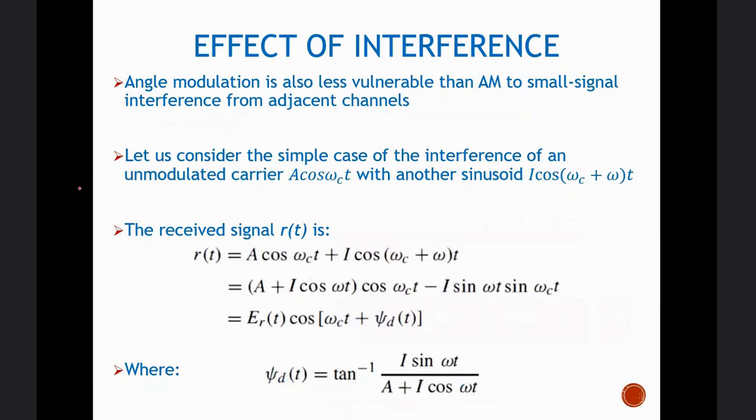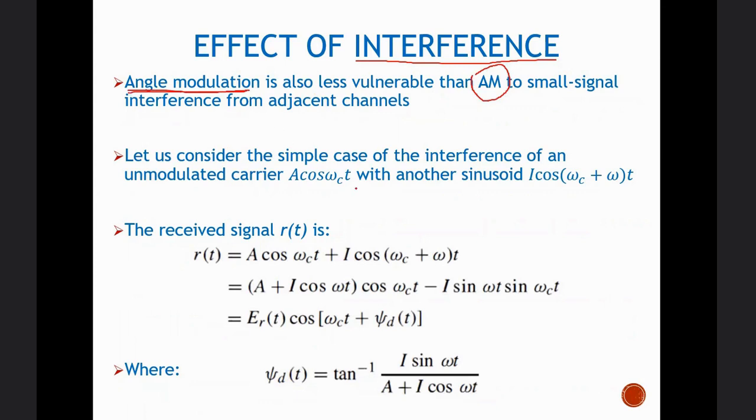So the second major type of impairment that is caused on a signal is the interference. So we'll see what is the effect of interference on an angle modulated signal. We'll see it's also less vulnerable than an amplitude modulated signal to small interferences. So angle modulation is less vulnerable.